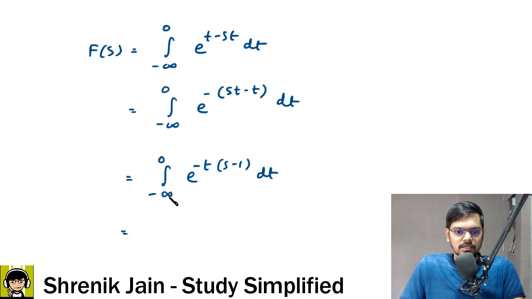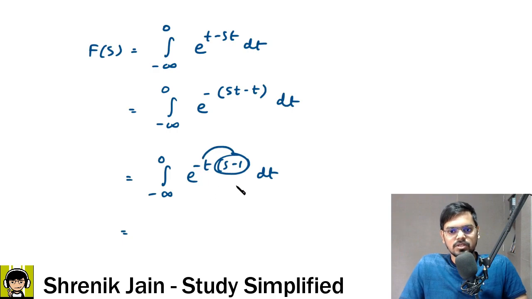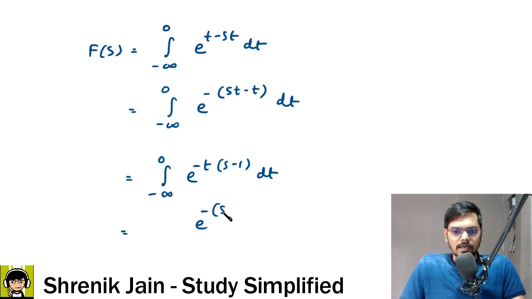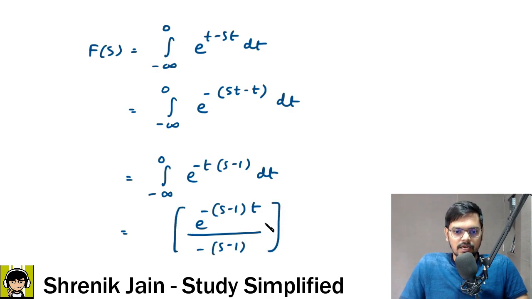Now solving the integration, the integral from minus infinity to 0 of e^(-(s-1)t) dt. The answer of the integration comes out to be e^(-(s-1)t) divided by the coefficient of t. So the coefficient of t is -(s-1), and because this is a definite integration, the upper limit is 0 and the lower limit is minus infinity.